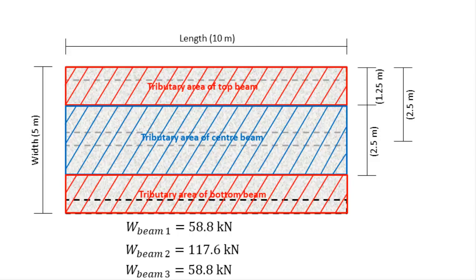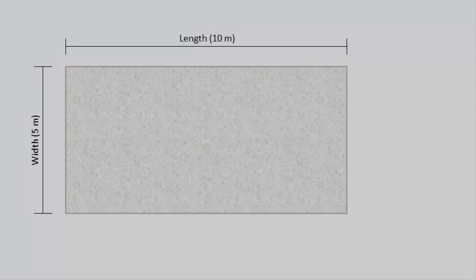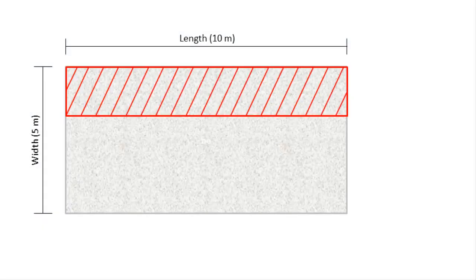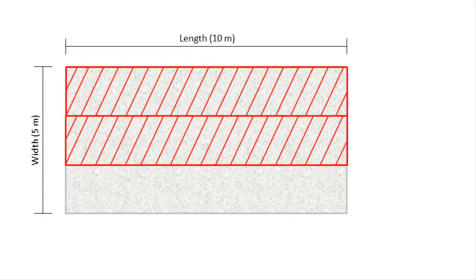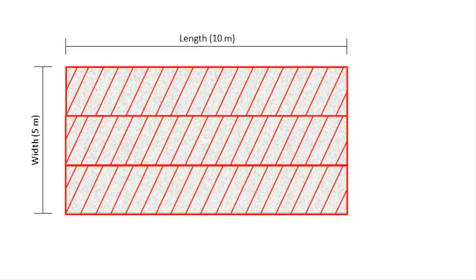So we can see here that the weight of the slab is not evenly distributed amongst the 3 supporting beams. The center beam supports more weight than the outer beams. Twice as much load actually. In order for the 3 beams to support the slab equally, their tributary areas will have to be equal. So the slab would have to be split into 3 equal parts, like shown here.